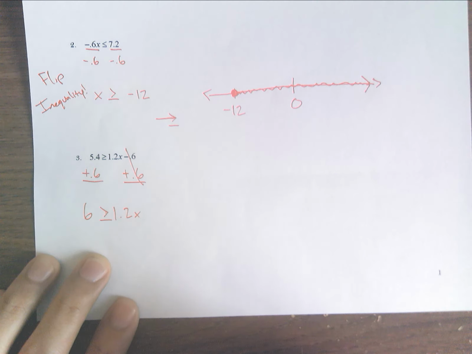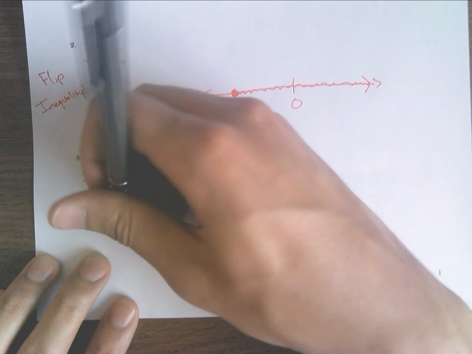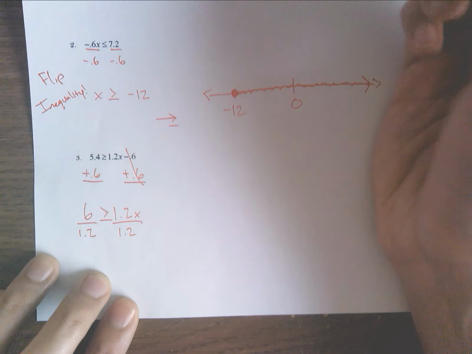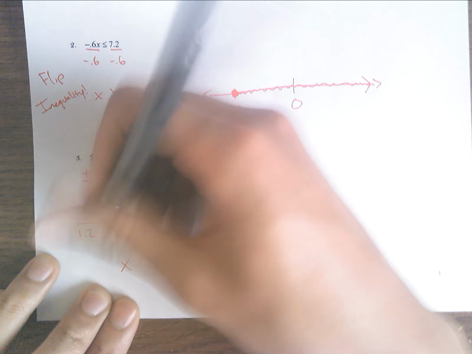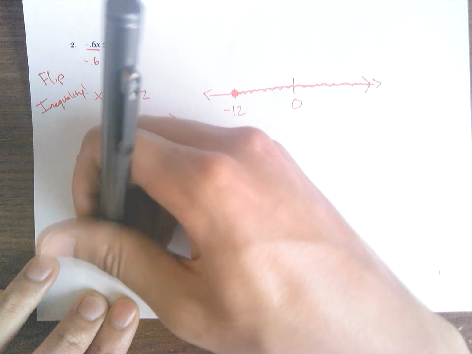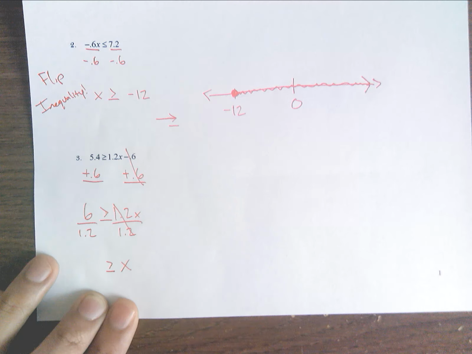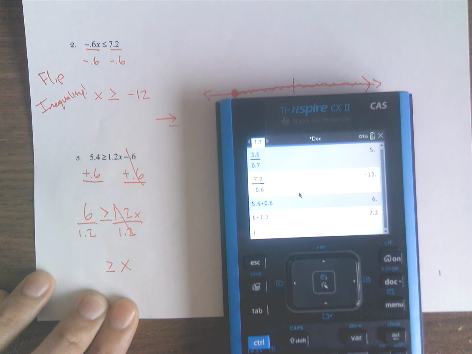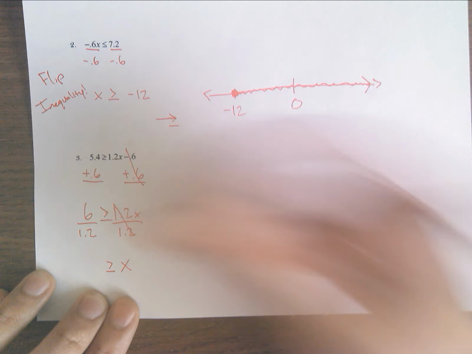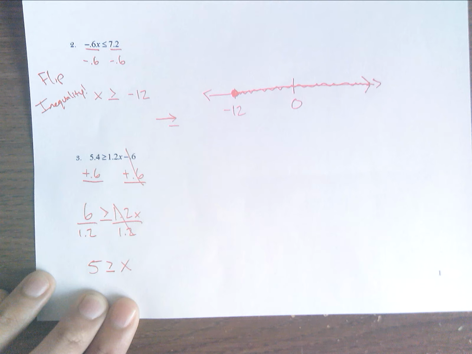And then one more step. In order to get x by itself, we divide by 1.2. So then we have 6 divided by 1.2 is greater than or equal to x. So let's go ahead and calculate that. 6 divided by 1.2 is 5. All right, so we have 5 is greater than or equal to x.